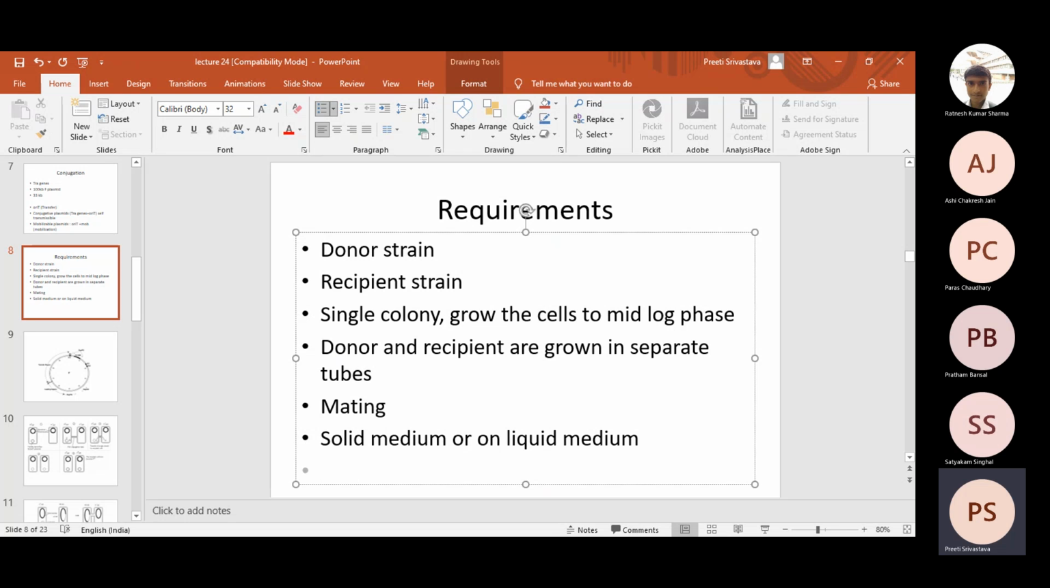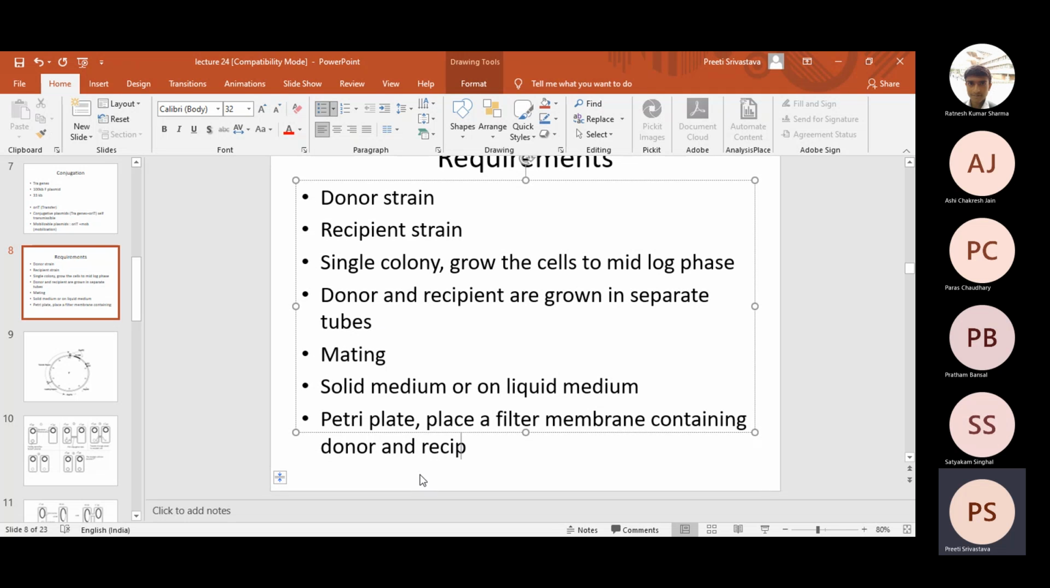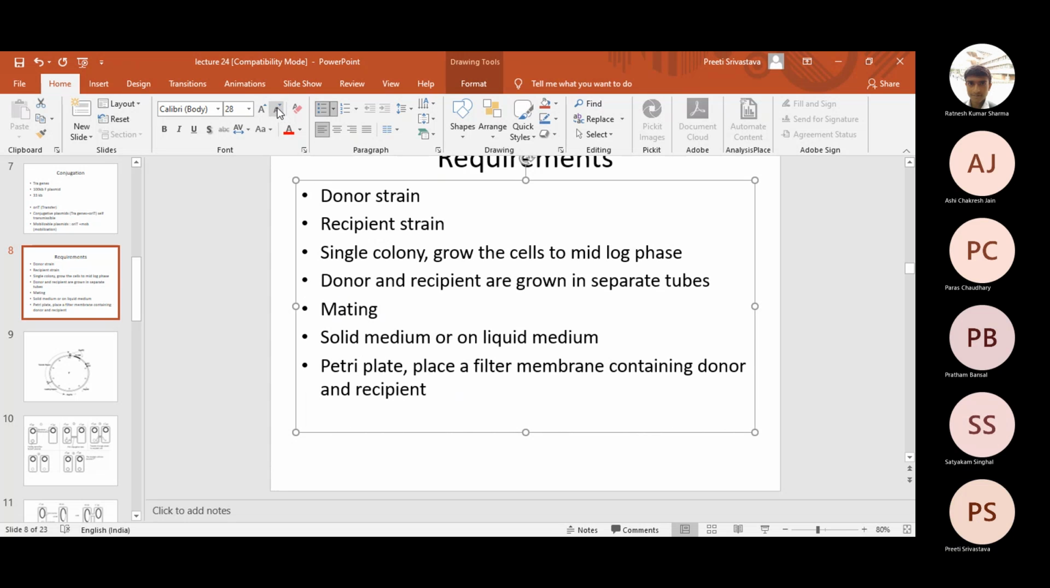The way it is done on solid medium is, you take a Petri plate and place a filter membrane containing donor and recipient. You can take a 0.2 micron filter paper and pass the grown cells through it. First it is important to spot the recipient.